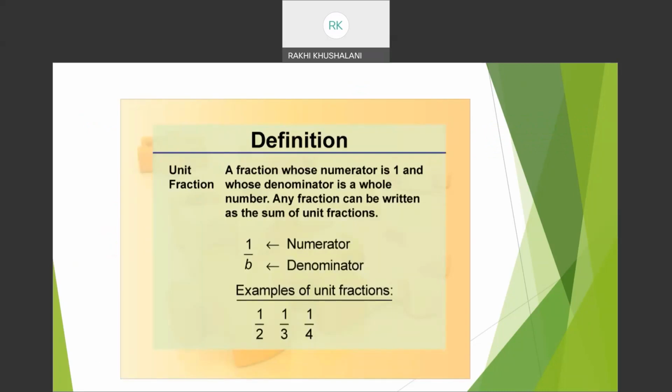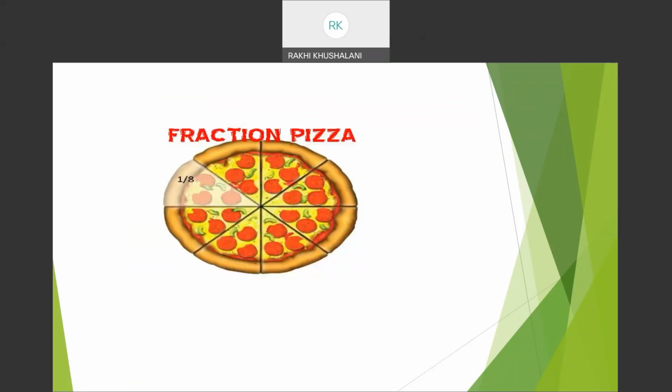A unit fraction is a fraction whose numerator is 1 and whose denominator is a whole number. Any fraction can be written as the sum of unit fractions. This is the activity I did with you all in yesterday's live session also, that any fraction can be written as the sum of fractions. Right? We did it in yesterday's activity also.